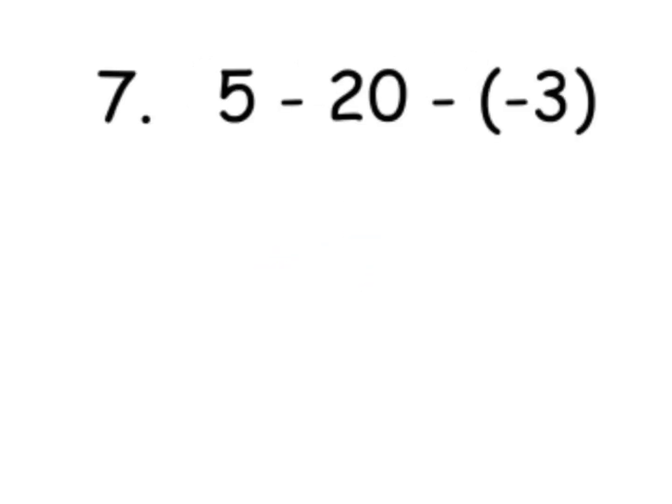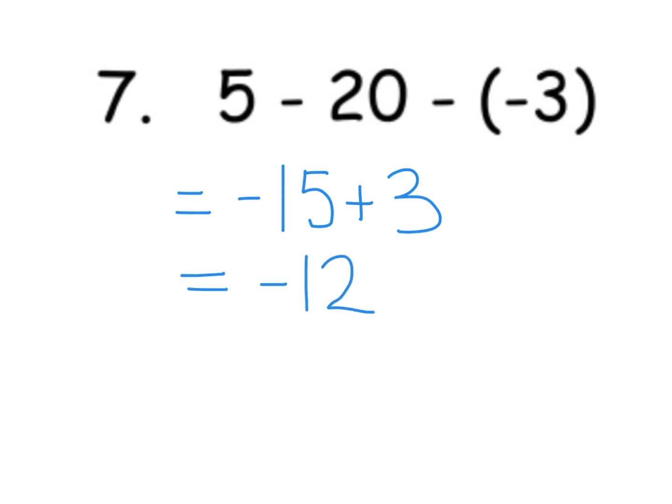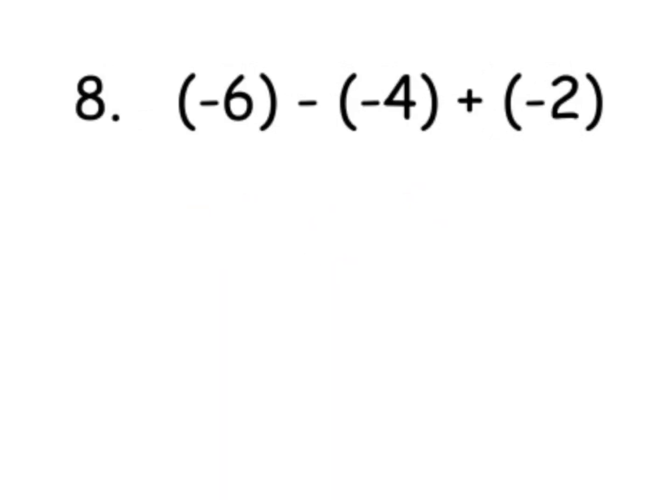I thought it was my last one, but I get a wee bit trickier, so why don't we put more steps into this one? So if we do 5 take away 20, that gives us minus 15. And then we've got a minus minus here, which turns into a plus 3. And then minus 15 plus 3 is minus 12, because I'm coming up towards 0. This is my last one.